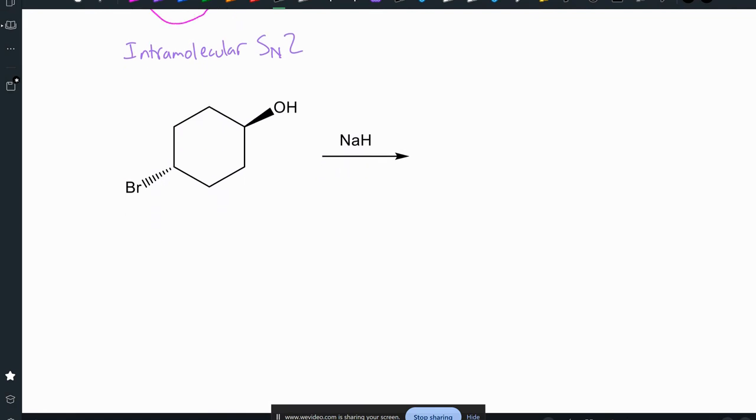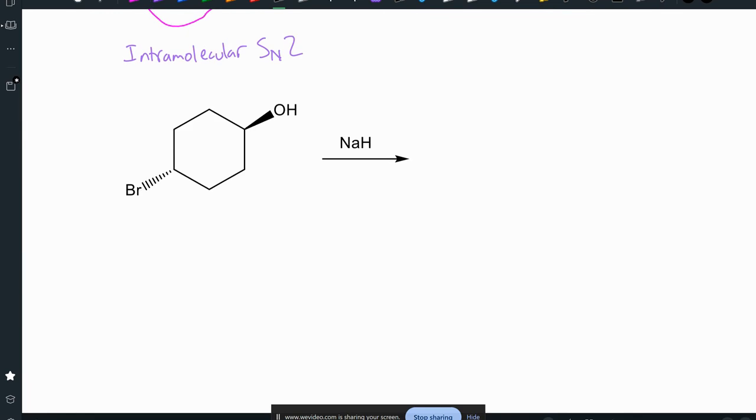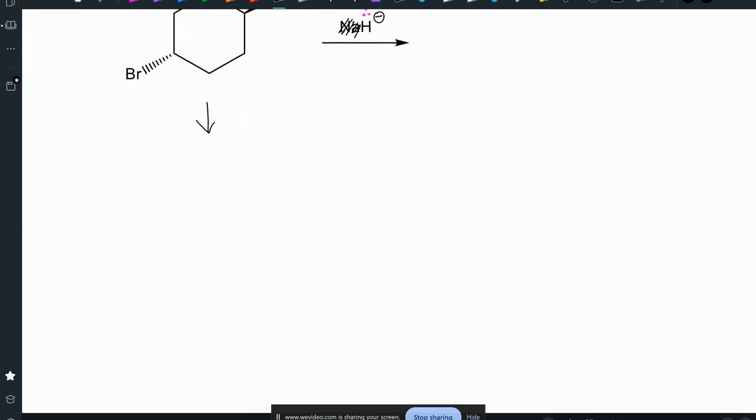This second example is just to show something a little fancier, but it's the same idea. Again, I have NaH, which really is just going to be a source of H minus, a strong base. That's going to deprotonate the alcohol. And that gives me an alkoxide again and an alkyl halide in the same molecule. And again, I can do this intramolecular SN2.